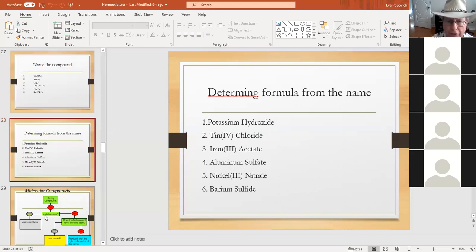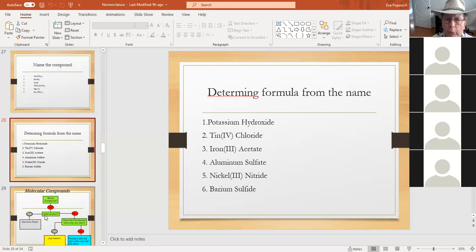All right. I have tin 4 chloride. What's the charge on the tin? +4. Amazingly enough, it works out. So tin is a +4. What is chloride? What's the charge on chloride? Not chlorine. What's the charge on it? -1.